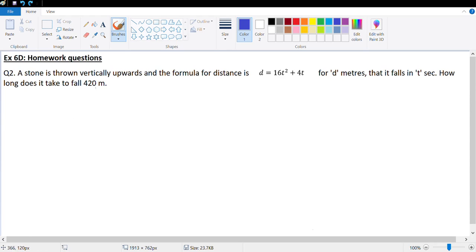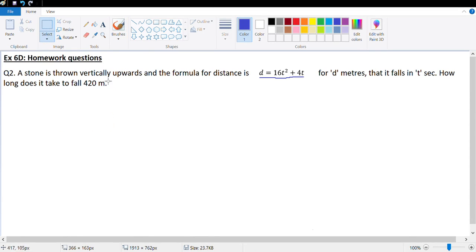It says a stone is thrown vertically upwards and the formula for distance is d is equal to 16t square plus 4t. I hope you remember the formula from your physics chapter, which was laws of motion, s is equal to ut plus half at square. This is something of the same kind. So let's look at this question.